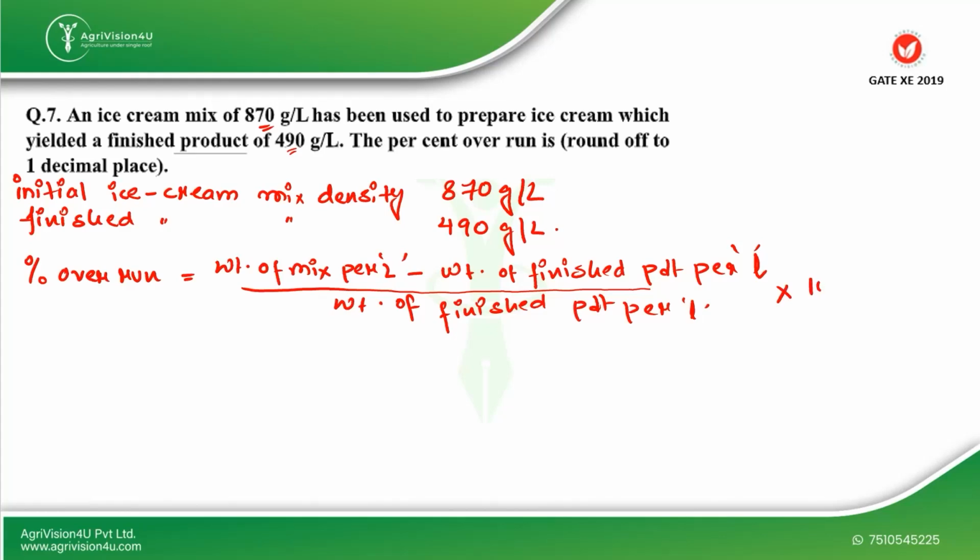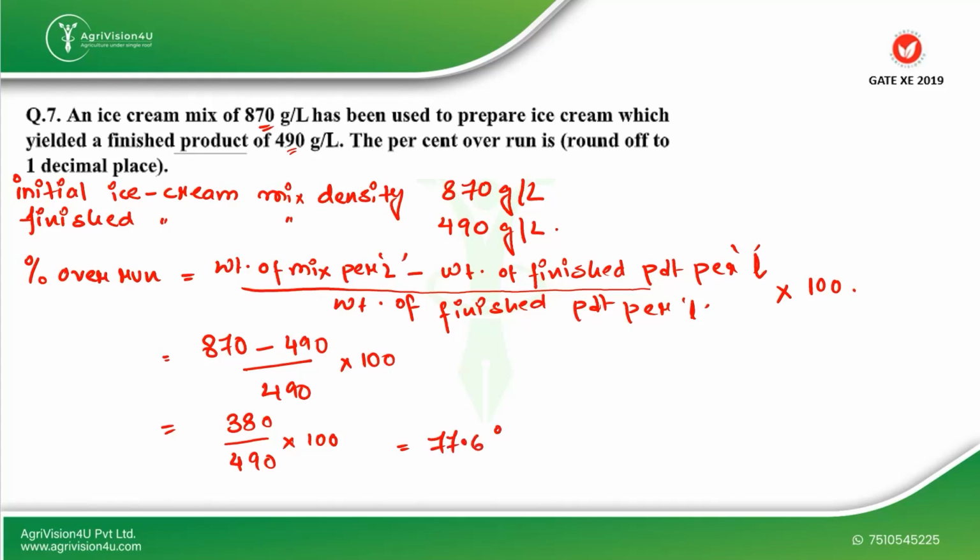It's percent, that's by 100. So just substitute the values. 870 minus 490 by 490 into 100, or it is 380 by 490 into 100. So it is 77.6%. So my answer is 77.6%.